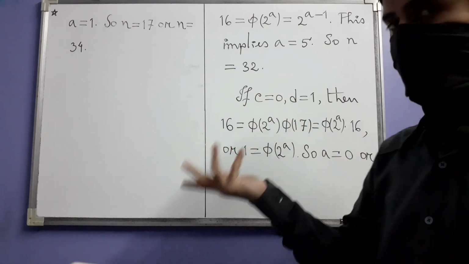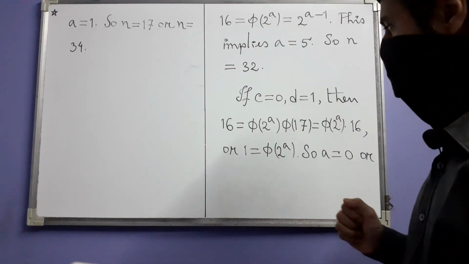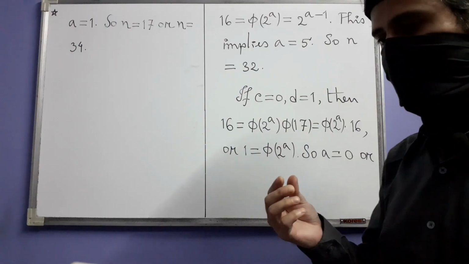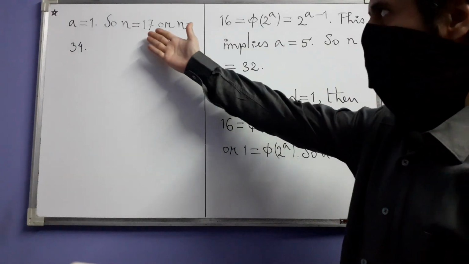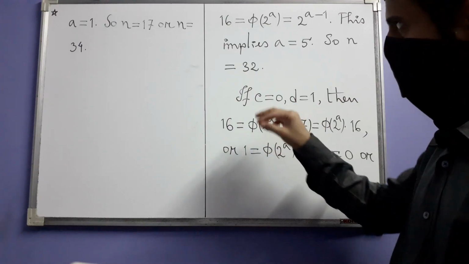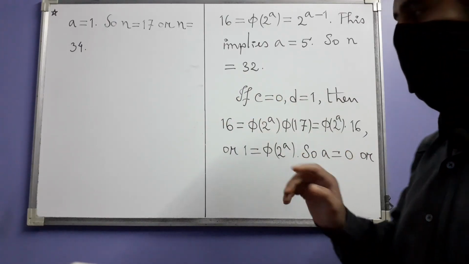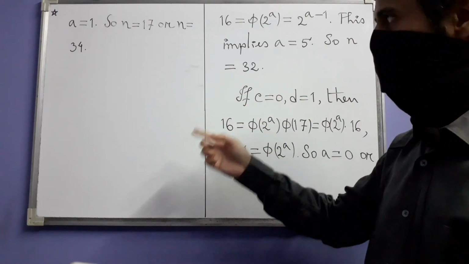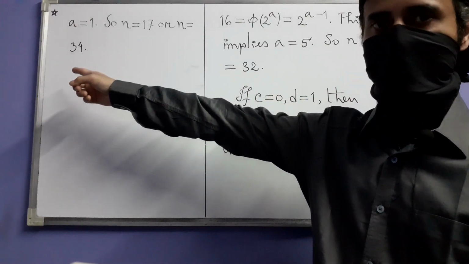But then what's the corresponding values of n? If a is 0, then we only have 17. So that's why that is one value. Whereas if a is 1, 17 is always there because d is 1. But if a is 1, then we have additional 2. So 2 times 17 is 34.